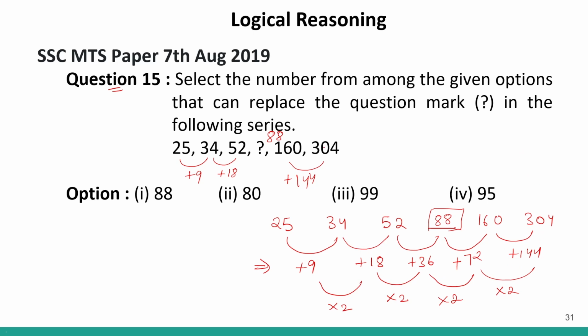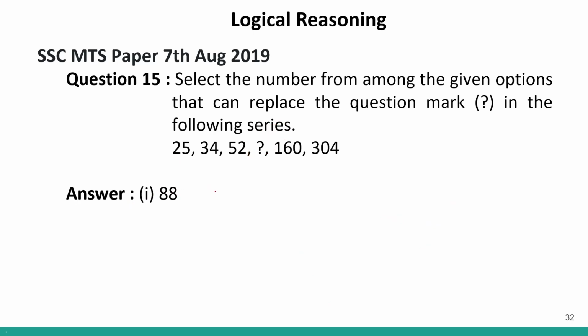So the next number, if I have to find out this number, it will be 144 into 2. So it will be 288. So basically, I will add 288 to 304. This will be 592. So the next number will be 592. We had to find this particular number. This was 88, which is given in option number 1. So option number 1 will be your correct answer to this question.